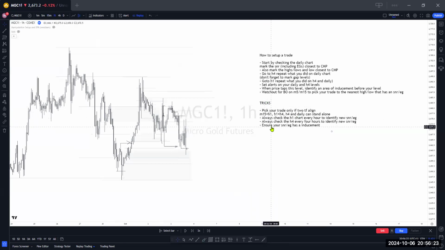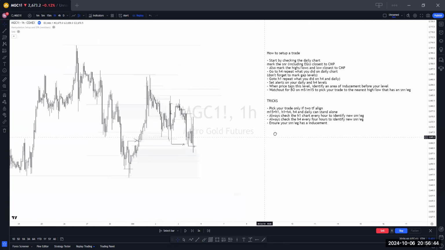And these are the tricks. This is purely an idea into the way I actually trade. So these are the tricks. The M15 and H1 can go together. H1 and H4 can go together. H1 cannot stand alone. M15 cannot stand alone. Okay. H4 and daily can actually stand alone. And always check the H1 chart every 1 hour. Always check the H4 chart 4 hourly.